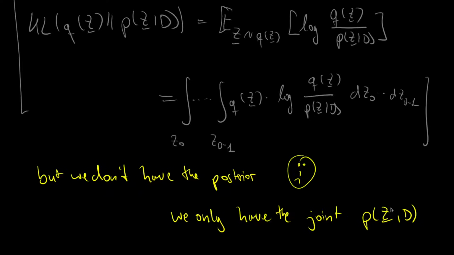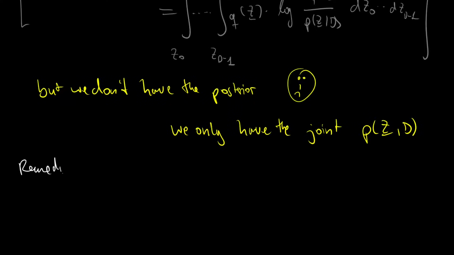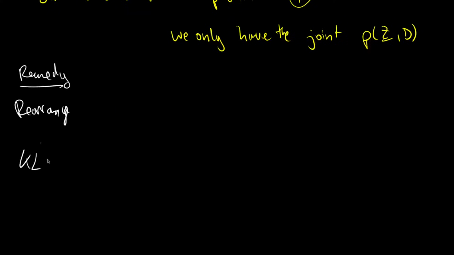But there is again a remedy, and the remedy is to rearrange. Of course, this sounds rather general, but trust me on this. We will reach a form where we can actually compute something. And that's what we want to reach, right? So for this, let us note down the KL of Q of Z and the posterior once again.